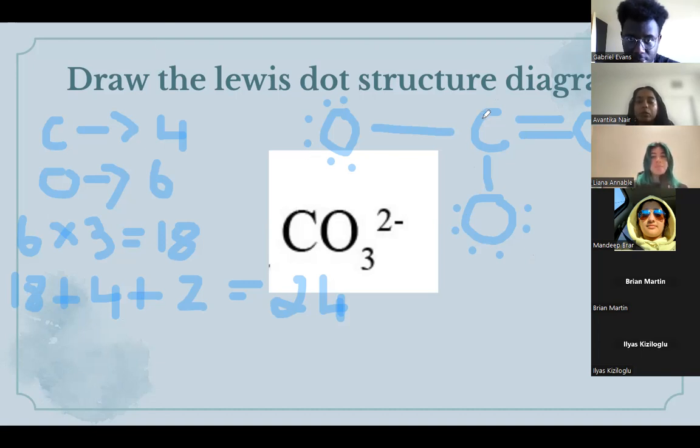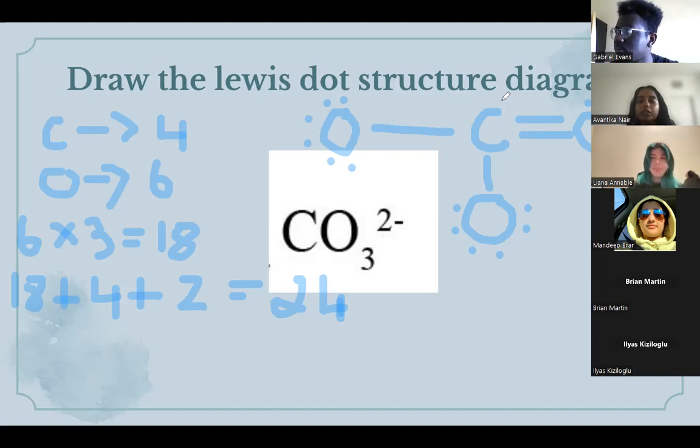What I like to do is what we did before, where we made sure each of them had 8, right? And then we saw if there's any discrepancies. So we noticed that the lone pair on carbon, we had extra. So then we rearranged, if that makes sense.